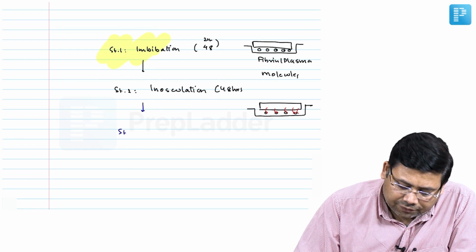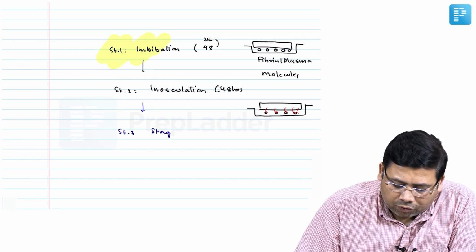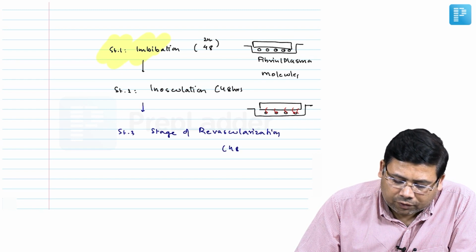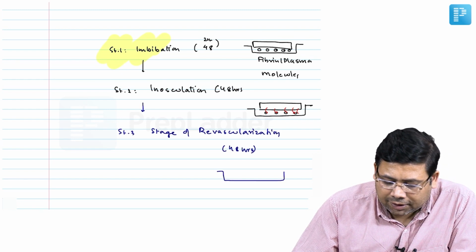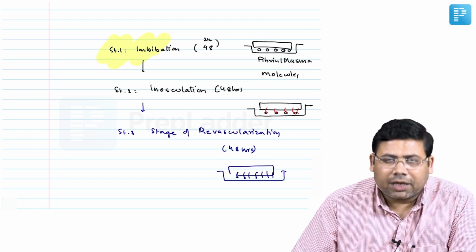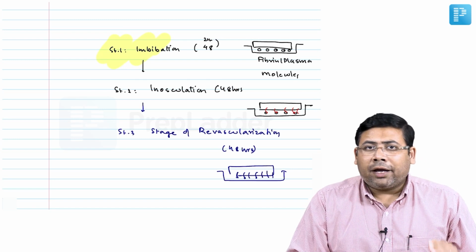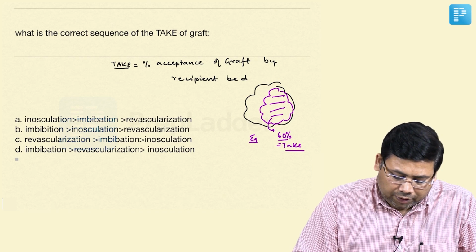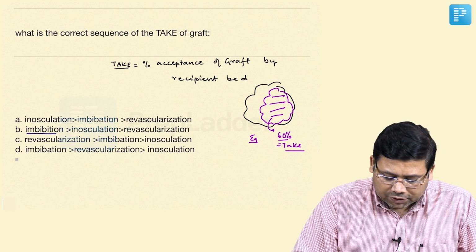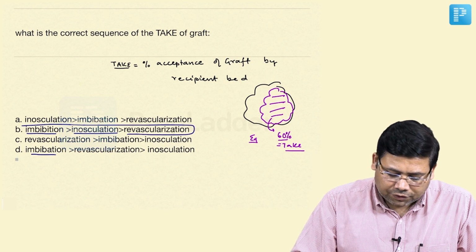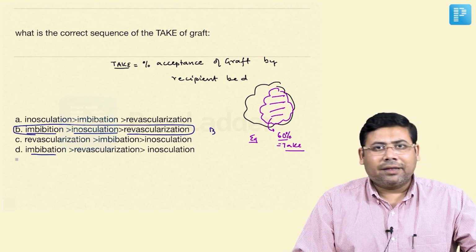And then we have stage 3, that is the stage of revascularization. So stage of revascularization is the last stage, and it also requires 48 hours, and this is nothing but formation of well-defined blood vessels between the graft and the recipient bed. You know, grafts have to rely on the recipient bed for their blood supply. So if we see this, inosculation is not the first; it has to be imbibition, then inosculation, and then revascularization. So B is the right answer in this case.